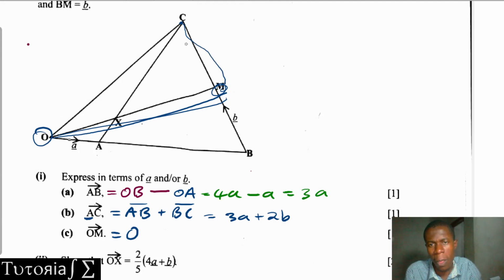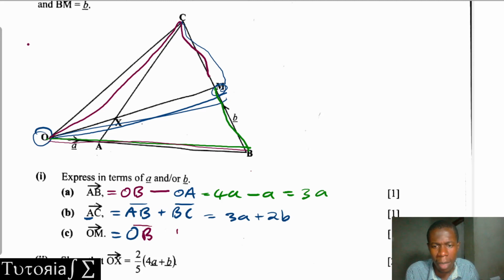Or you can take this route. You can go O, B, and B, M, okay? You could have gone this route, O, C, C, M, if you knew what OC was. But since you don't know what OC is and you know what OB is, you can take this route. So OB plus, you start at B, so BM, ending at M here.